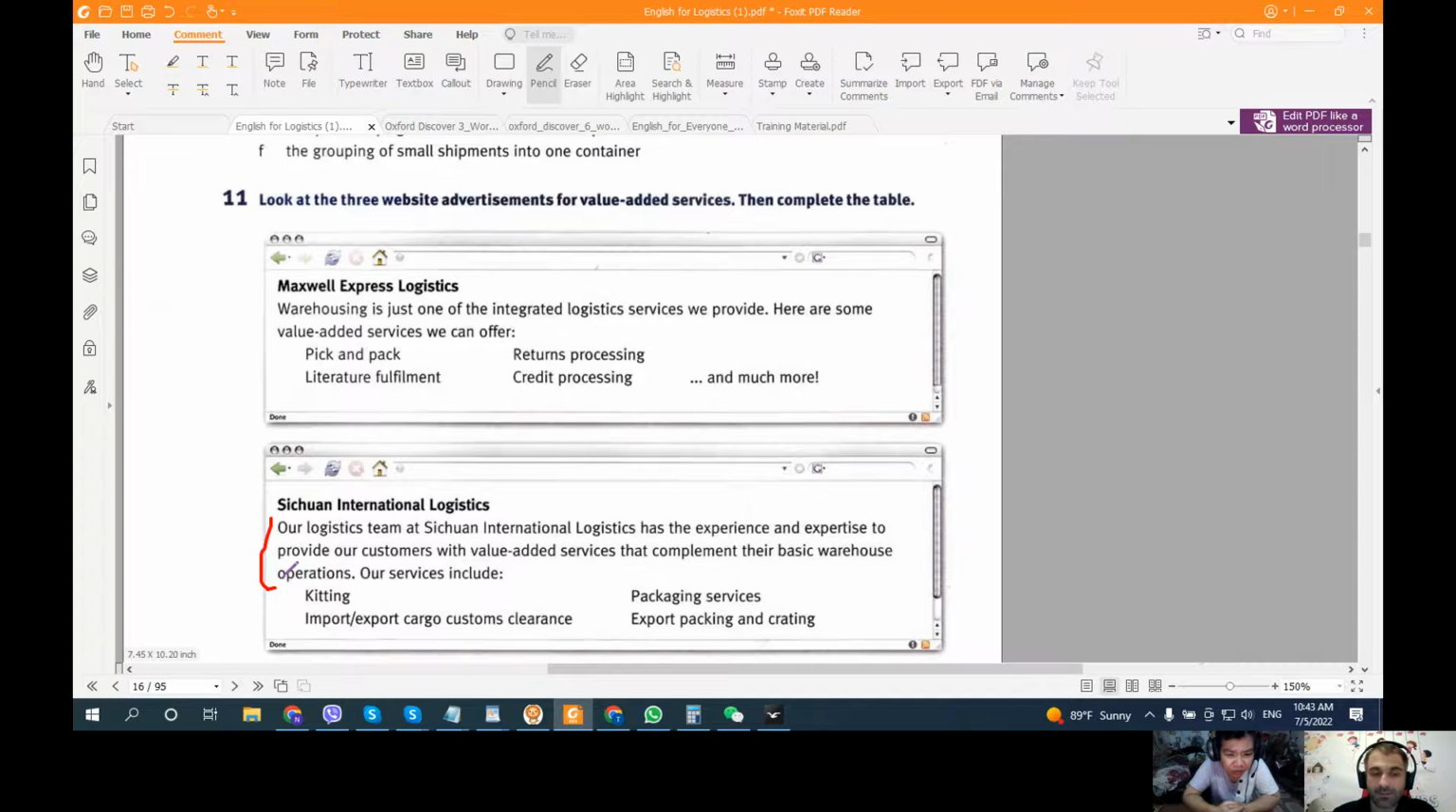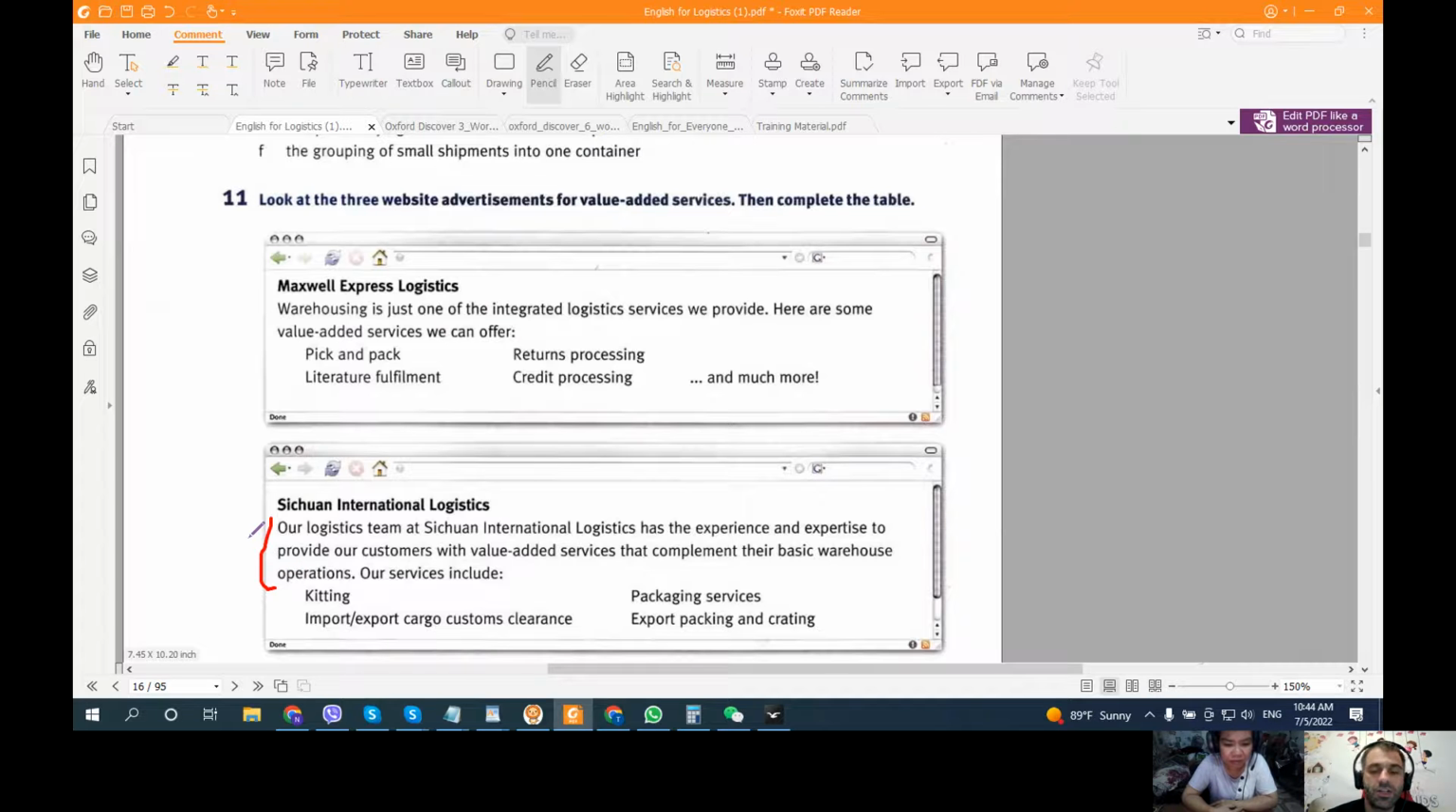Sichuan International Logistics. Our logistics team at Sichuan International has experience and expertise to provide our customers with value-added services that complement their basic warehouse operation. Our services include. So what do they include here? Cleaning, import, export, cargo, customs clearance, bakery services, export packing, and grading.